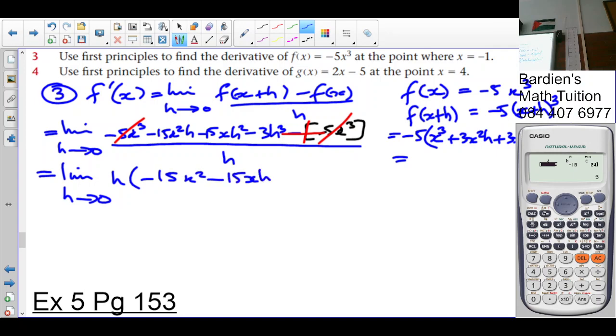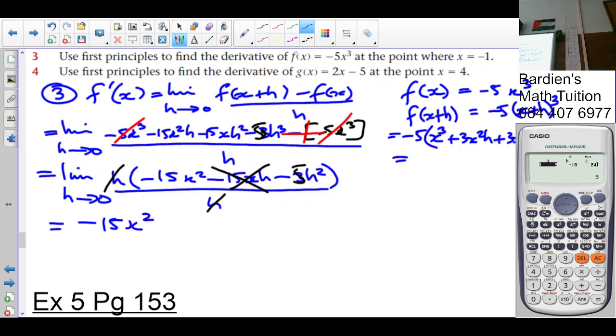Where? On the last? Cubed. It's supposed to be a 5. Thank you. It's supposed to be a 5. Absolutely correct. So that's going to go. H's cancel. Wherever I see h, I put a 0. So the answer is negative 15x squared.